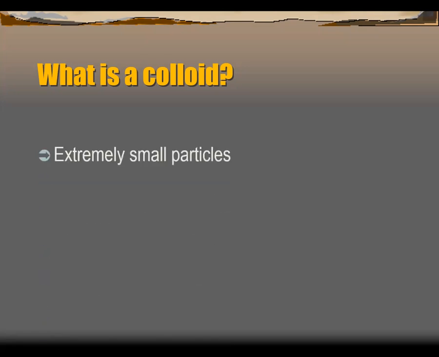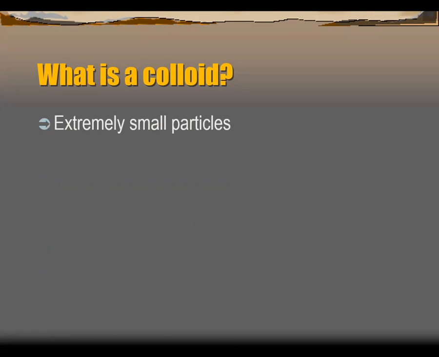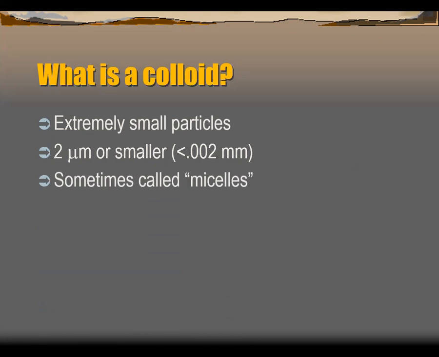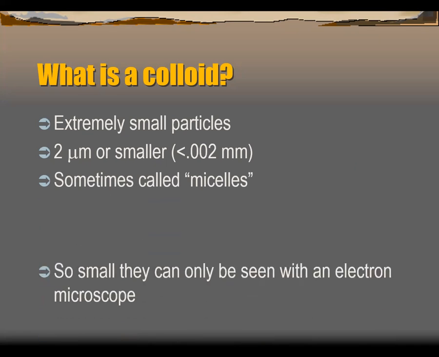Colloids are extremely small particles. We consider clay to be any soil particle of mineral origin that's less than 0.002 millimeters. That equals 2 micrometers, because a micrometer is 1/1,000,000th of a meter. A millimeter is 1/1,000th of a meter. And they can be much smaller than this. They're also sometimes referred to by the term micelles. So you see micelle sometimes used for clay particles.